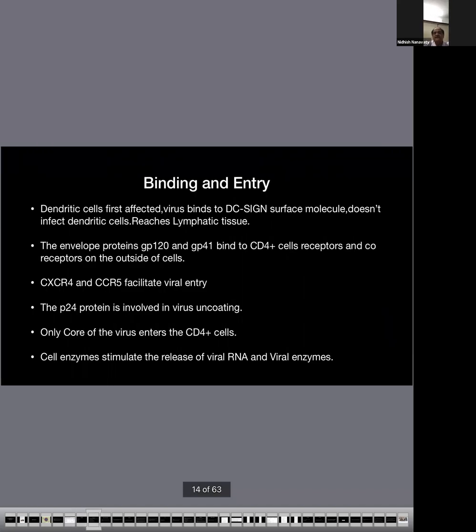Now, dendritic cells are first affected and virus binds to disease sign surface molecule. It doesn't infect the dendritic cells, and from there it reaches lymphatic tissue. The envelope protein GP120 and GP41 bind to CD4 cell receptors and co-receptors on the outside of cells. CXCR4 and CCR5, they facilitate viral entry. The P24 protein is involved in virus uncoating. Only core of the virus enters the CD4 cells, and cell enzymes stimulate the release of viral RNA and viral enzymes.